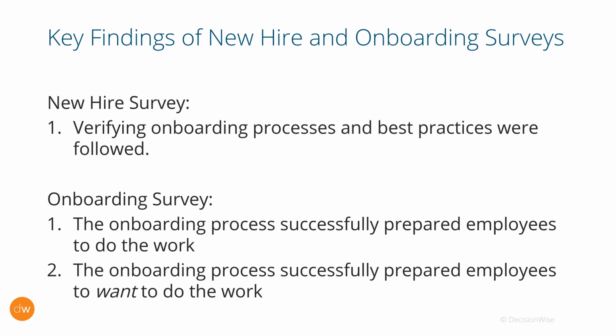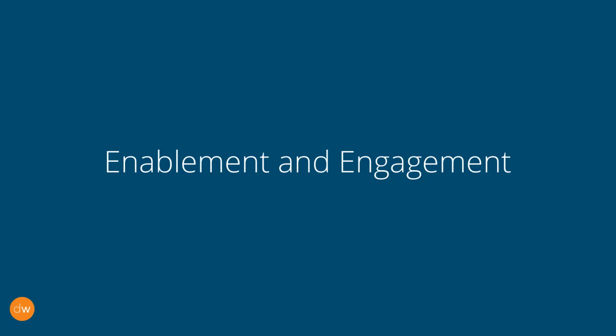So, key findings of new hire and onboarding surveys. The key finding for a new hire survey is we're verifying the processes and practices were followed. With the onboarding survey, we're looking for 2 things. One is that onboarding processes successfully prepared employees to do the work. And then the onboarding process successfully prepared employees to want to do the work. So I'm able to do the work, enabled, and I'm engaged. I want to do the work. So enablement and engagement are the 2 things that we focus on in an onboarding survey.